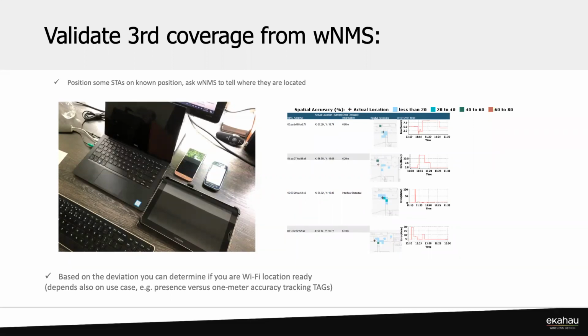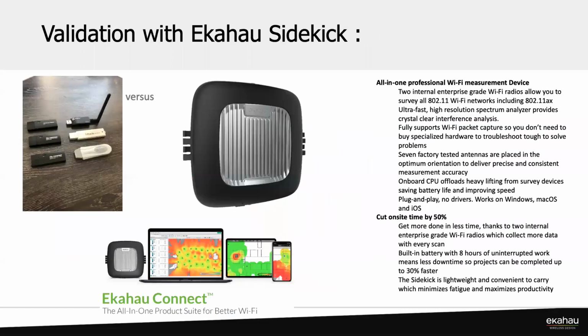Because it really depends on your use case. If you only want to track if somebody's in the office for presence, then an accuracy of, let's say, 10 meters is good enough. But if you want to find a specific item in your building, then maybe you need an accuracy of 1 meter. So it really depends on what you want to use Wi-Fi tracking RTLS for. But you have the tools. You have Ekahau and you have your vendor tools to do this.